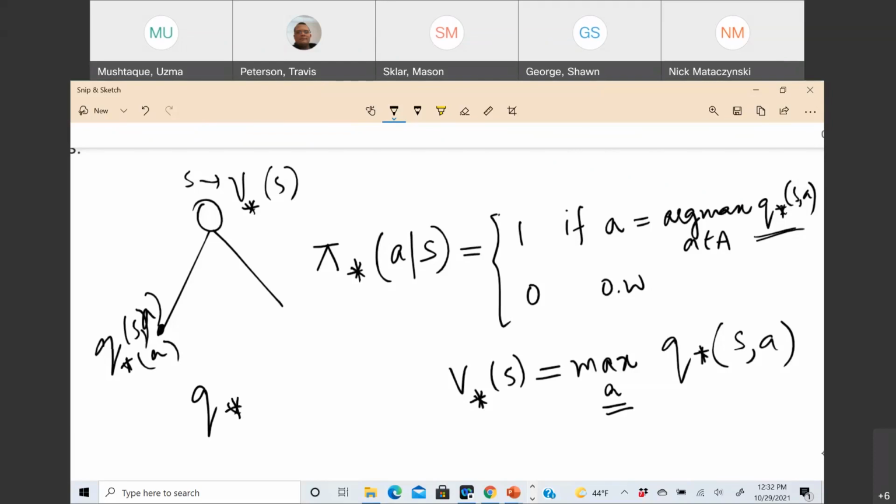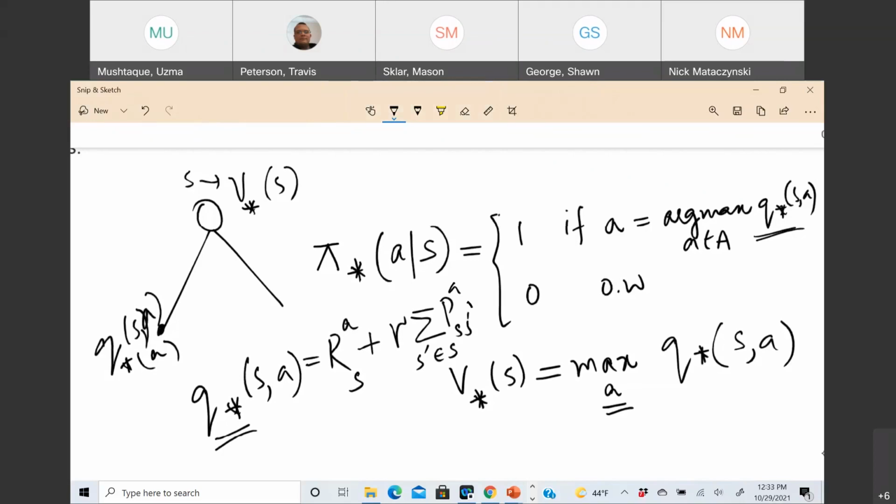So instead of having the average probabilities and everything multiplied, now my optimal Q star value is going to be R, the immediate reward, plus the discounted transition probability, and then V star S prime, where V star is defined like this. So again, the recursive relationship in some ways is there, right?